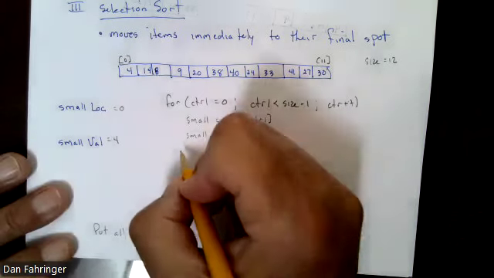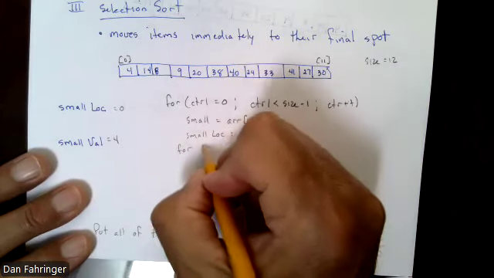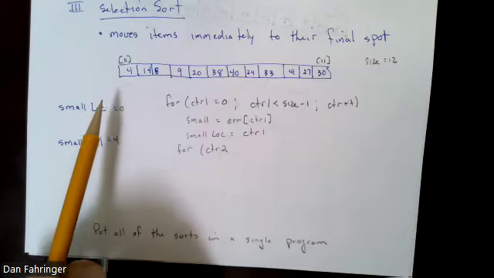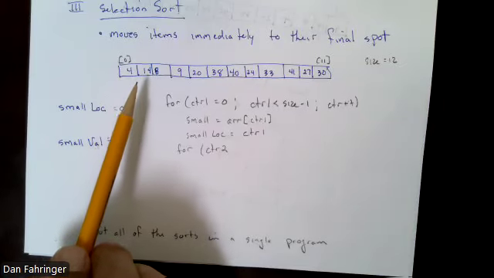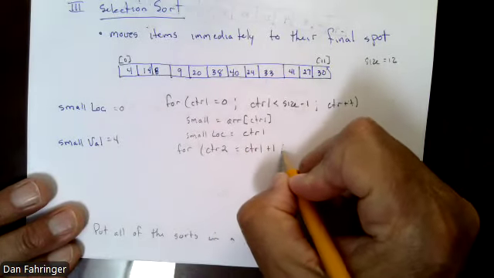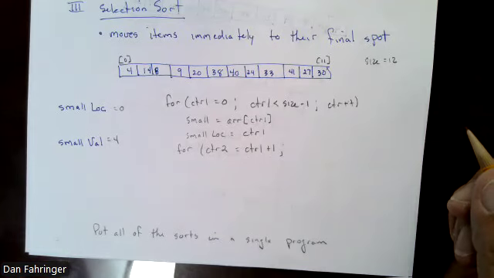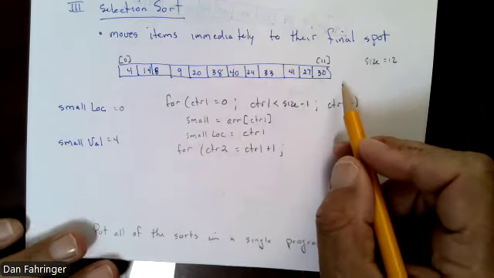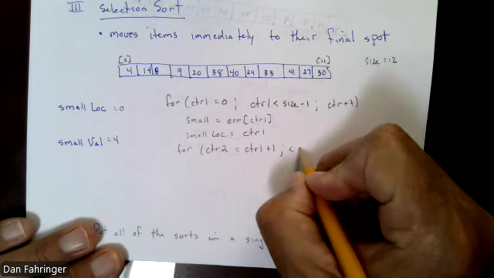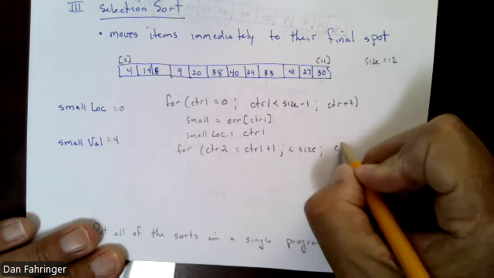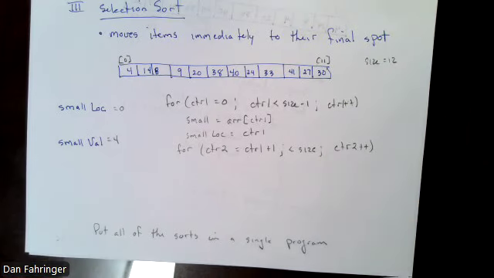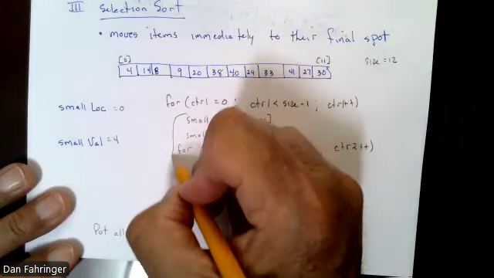So I'm going to have a second loop. Counter 2. Where does counter 2 start? It's going to go counter 1 plus 1 again. How far out is this guy going to go? All the way, less than size. Counter 2 plus plus. Oh, okay, and this is all the body here.